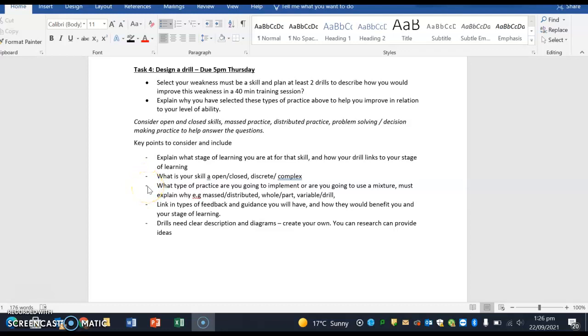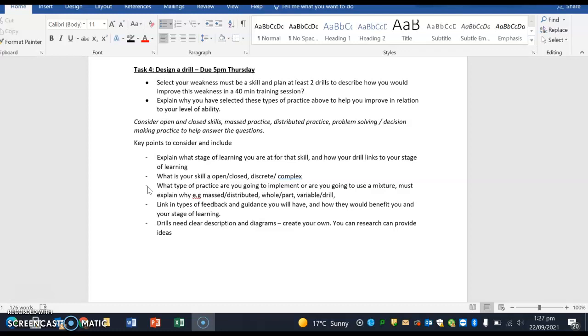What type of practice are you going to implement? So we've just been going over different types of practice that a coach could use to design a drill. Are you going to use a mixture or predominantly one type? And you must explain why you've chosen that type of practice.